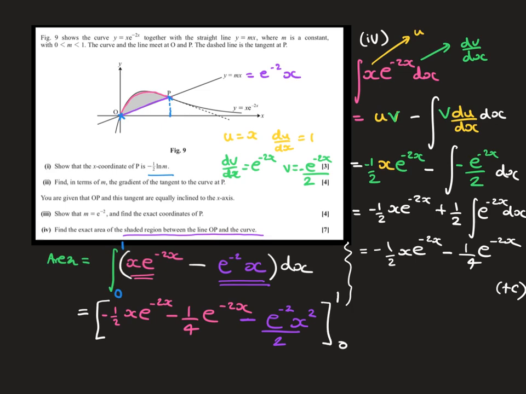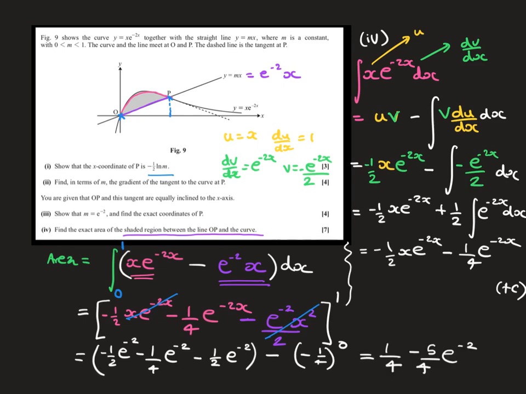Now let's substitute in our limits. So substituting in the upper limit of 1 will give us negative a half e to the negative 2 minus a quarter e to the negative 2 minus half e to the negative 2. Now, when we substitute in the lower limit of 0, this and this will vanish, but the central term won't, and we're left with negative a quarter. So this then simplifies to give us our final answer, a quarter minus 5/4 e to the negative 2.